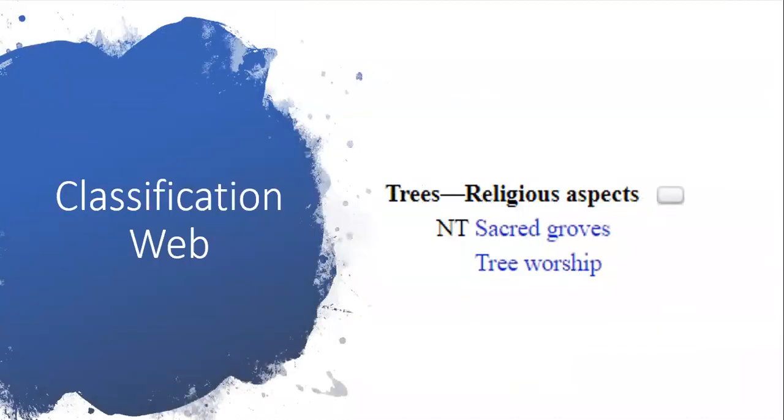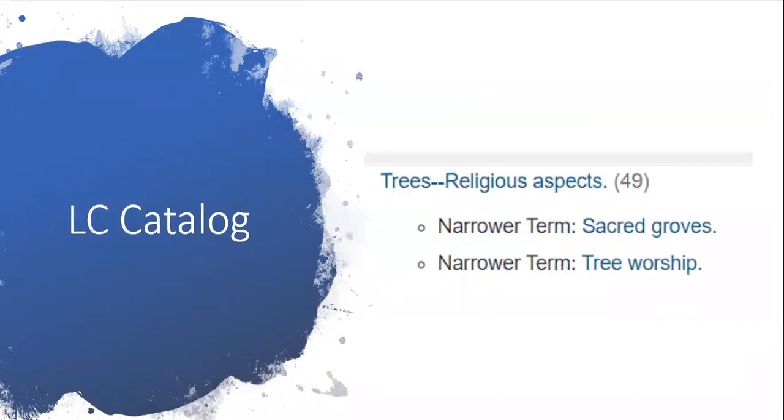So in classification web, I looked up trees spirituality. There wasn't anything, but I did find trees with religious aspects as a subdivision. I noticed there are 2 narrower terms of sacred groves and tree worship. So now we're going back to the Library of Congress online catalog. We're looking up trees spirituality. That was not found, but again, we found the trees religious aspects. And they've got the 2 narrower terms of sacred groves and tree worship.